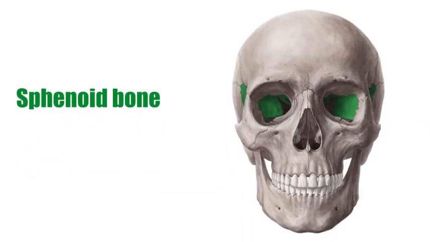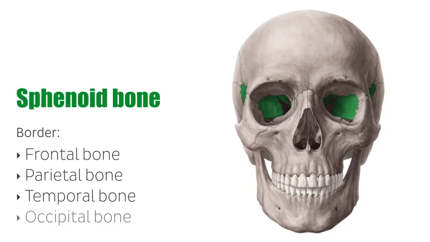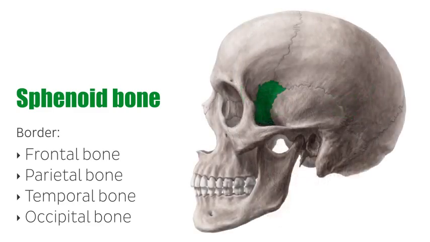The sphenoid bone has a common border with the frontal bone via the sphenofrontal suture, the parietal bone via the sphenoparietal suture, the squamous part of the temporal bone via the sphenosquamosal suture, and the occipital bone via the spheno-occipital suture. As the sphenoid and occipital bone fuse during puberty, the spheno-occipital suture disappears by the age of 25.